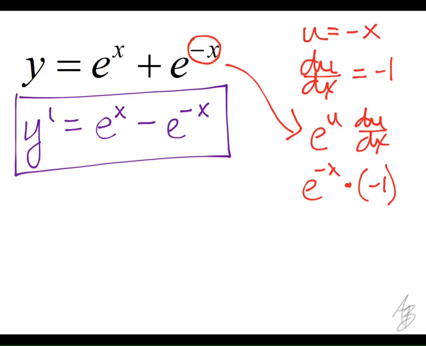What happened to the first one? The derivative of e to the x is e to the x. So we took the derivative of this and got that. We took the derivative of a positive e to the negative x and got negative e to the negative x. Okay. Does that make sense?